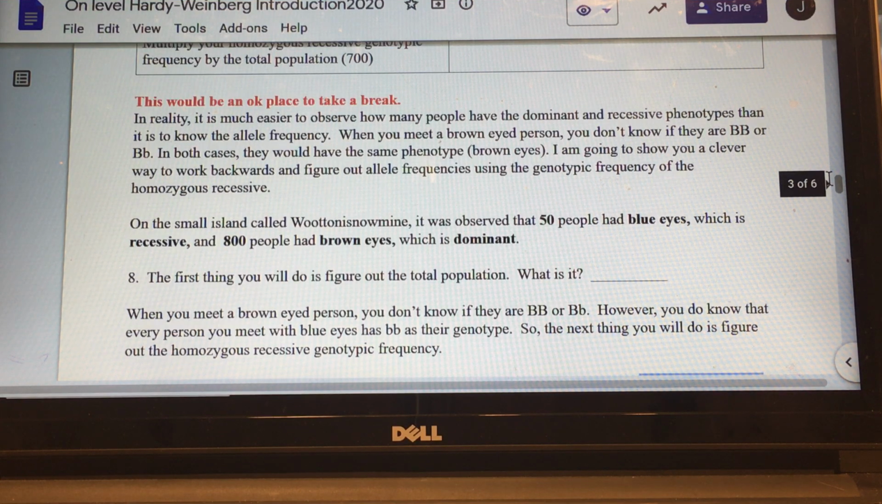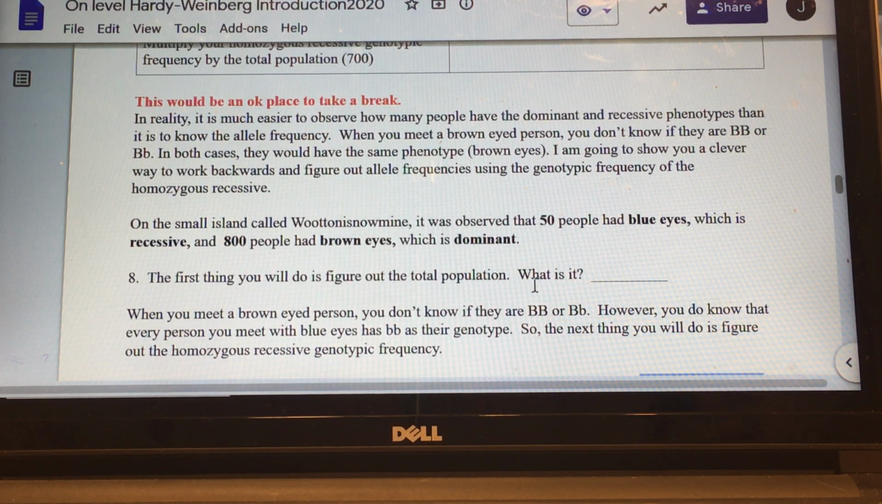So we're going to do a problem where we have brown-eyed people and blue-eyed people on this island. And we also should know from the genetics unit that blue eyes is recessive and brown eyes is dominant. So we have 50 blue-eyed people and 800 brown-eyed people.